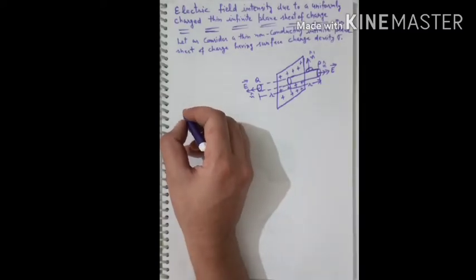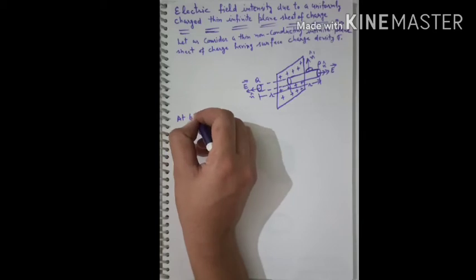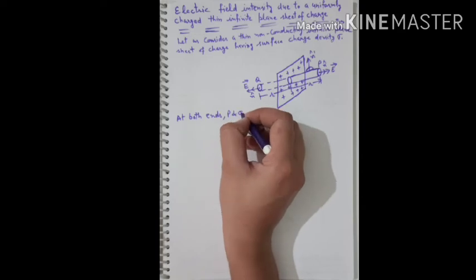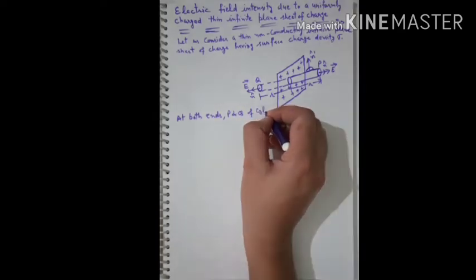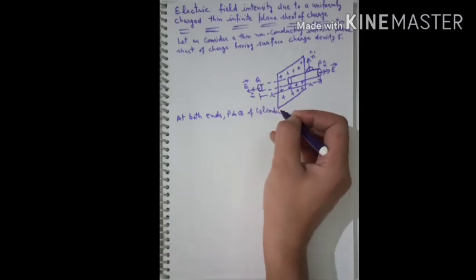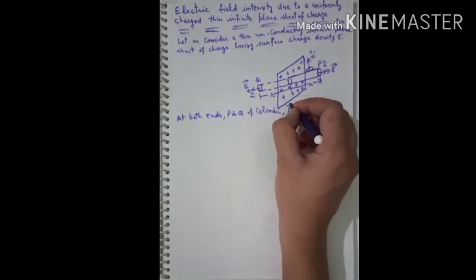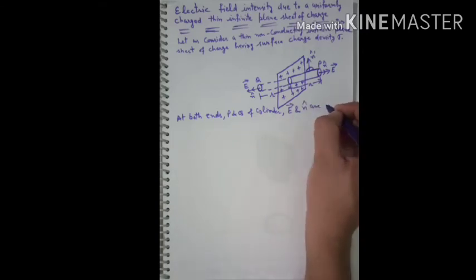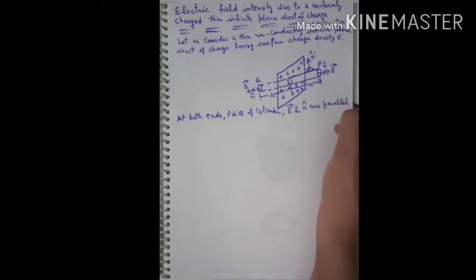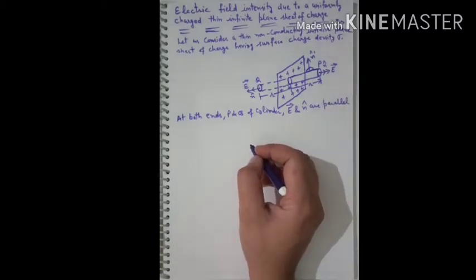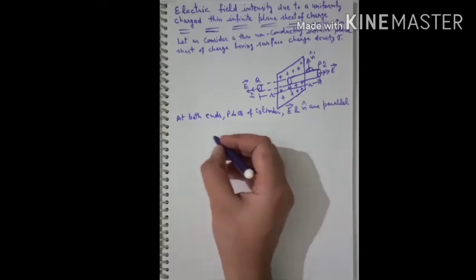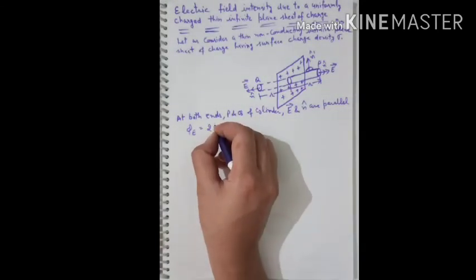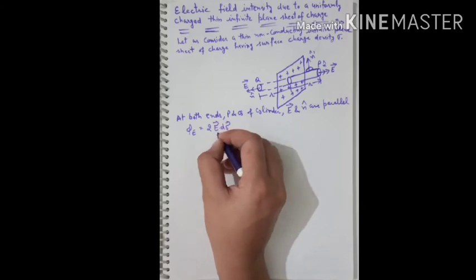So at both ends, P and Q of this cylinder, the E vector and N cap vector are both parallel. These are parallel to each other, so the angle between the two is 0 degrees. So electric flux at point P and point Q is equal to 2 of E dot ds. This is the formula of electric flux.